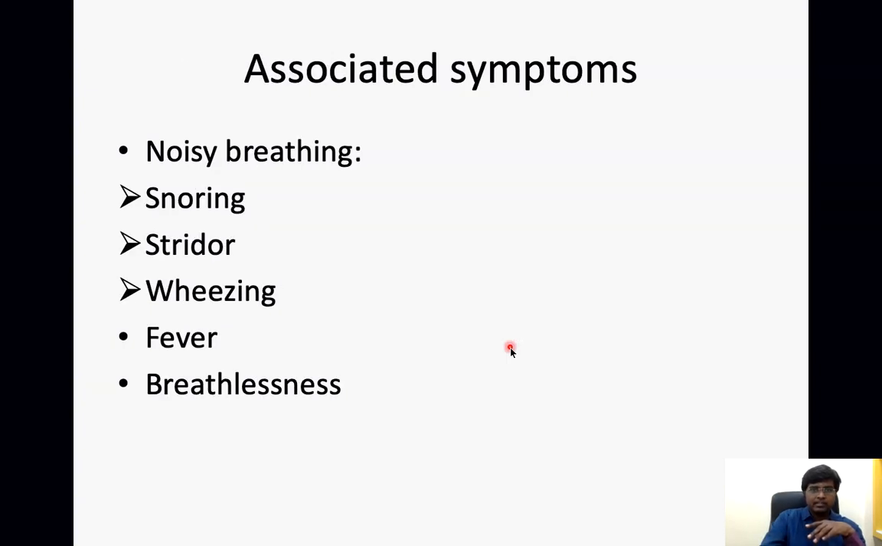And then you have to look into what the associated symptoms to the cough are. So apart from cough, what other features are present that will narrow down our diagnosis? For example, the presence of noisy breathing, such as snoring, stridor, wheezing. These will point towards certain pathologies, which we'll see in the further slides. And whether it is associated with fever or not, whether the child has breathlessness or not. This will narrow down our diagnosis.